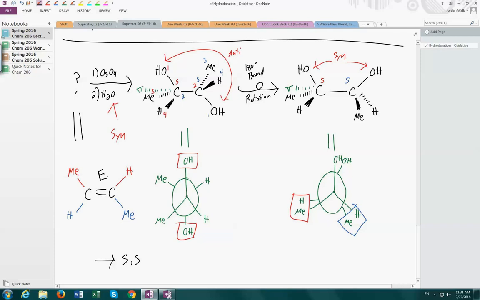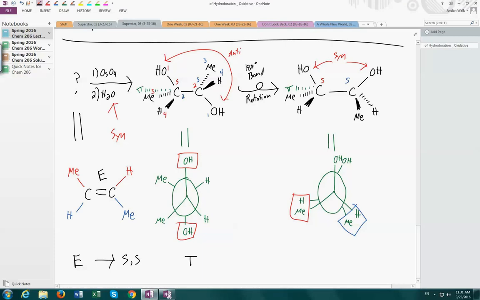It is definitely E, right? They are enemies. They're going to be on different sides. And so what we have is that the E stereoisomer of our double bond is going to be able to provide the SS stereoisomer. So do you think the Z stereoisomer would be able to provide SS? I'll go ahead and tell you it won't.